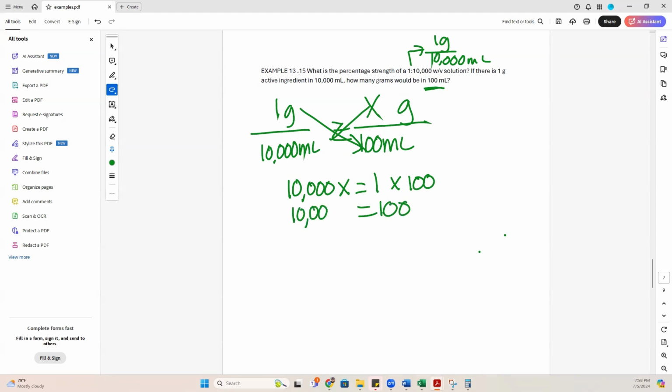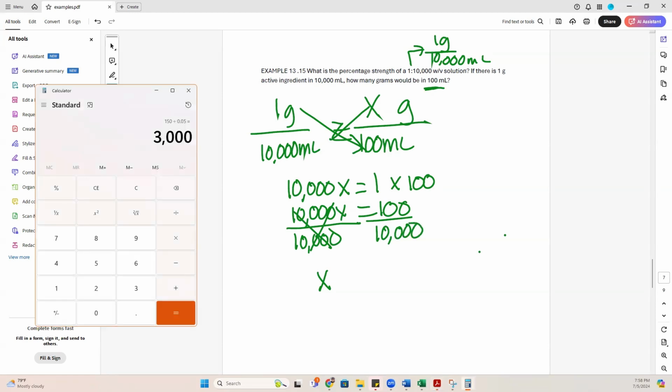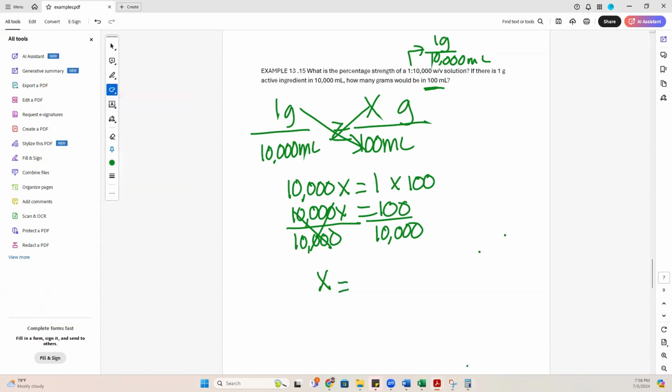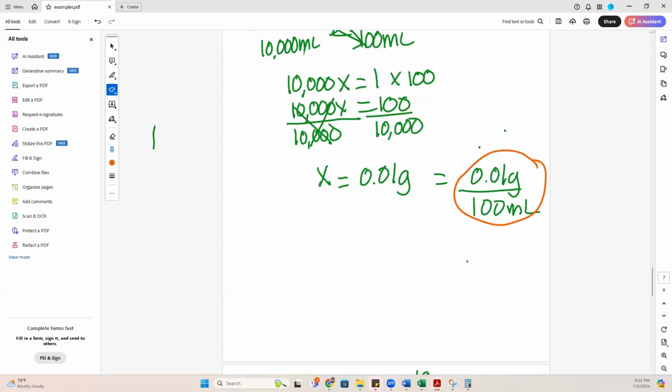And then we have our 10,000 X still. We want to get X alone, so we need to divide each side by this 10,000. So we do 100 divided by 10,000, which is 0.01 grams. So that means there is 0.01 grams in 100 ml. And since it's 0.01 grams over 100 ml, that means the percent strength is 0.01%.